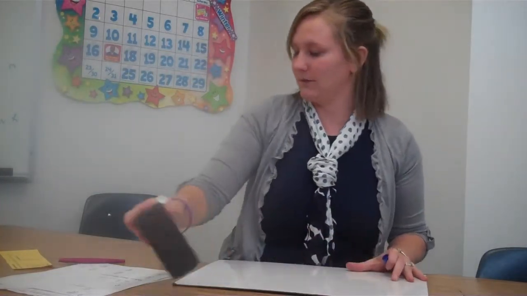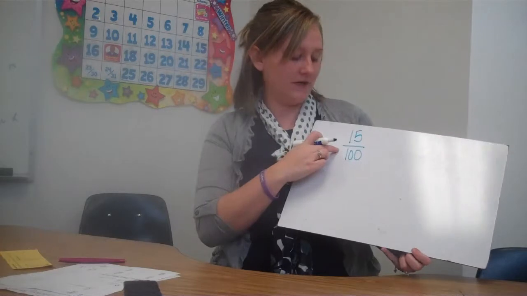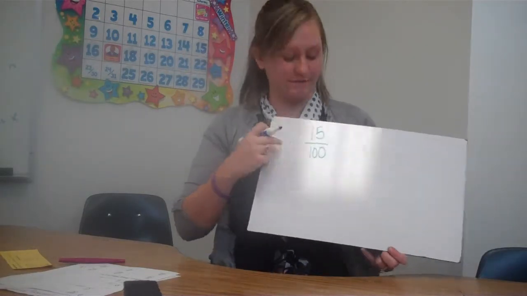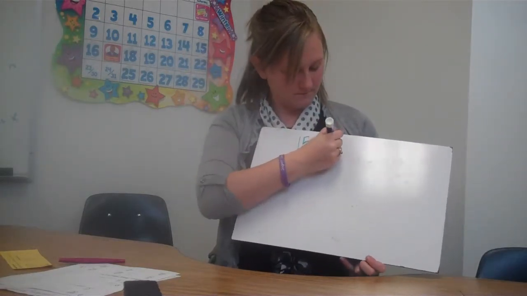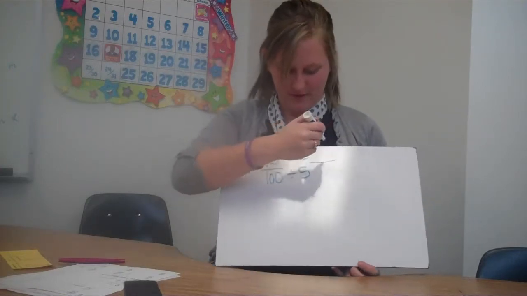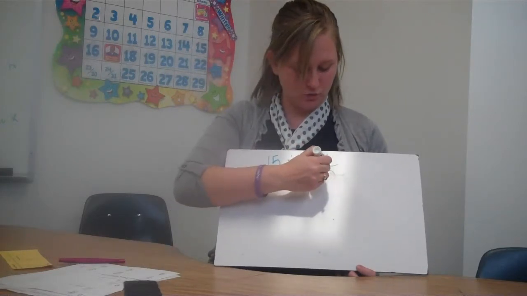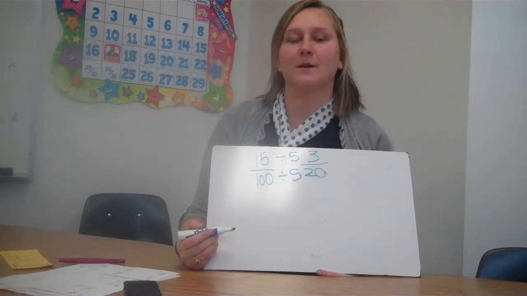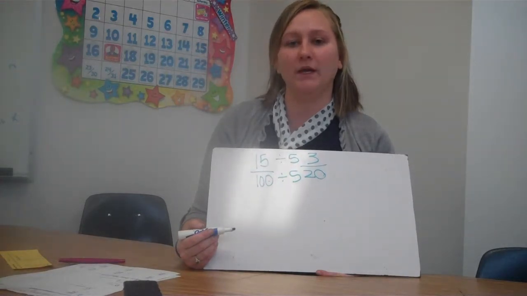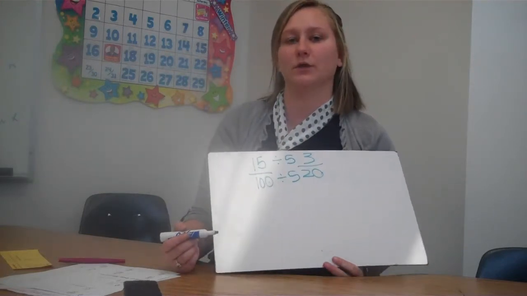I will do the next one, which is 15/100. Okay, so I need to find a number that's going to go into both of those, and I know that 5 can go into both of those because they end in a 5 or a 0. 15 divided by 5 is 3. 100 divided by 5 is 20. I ask myself, is there a number that can go into both 3 and 20? And there's not. Okay, so you're reduced.